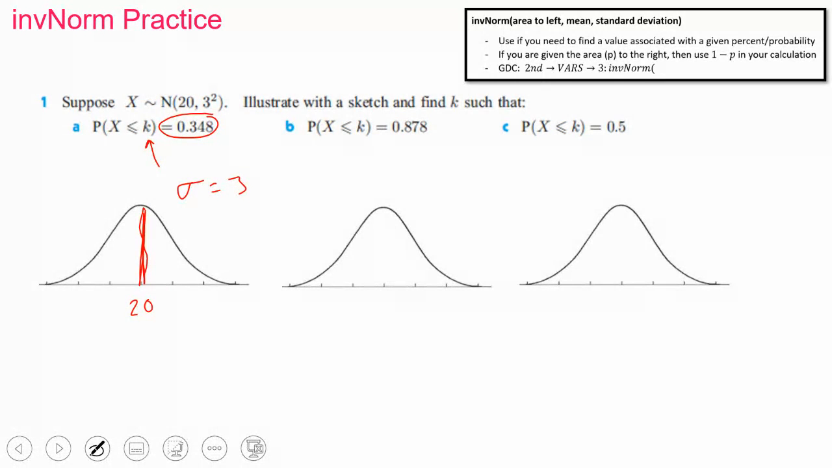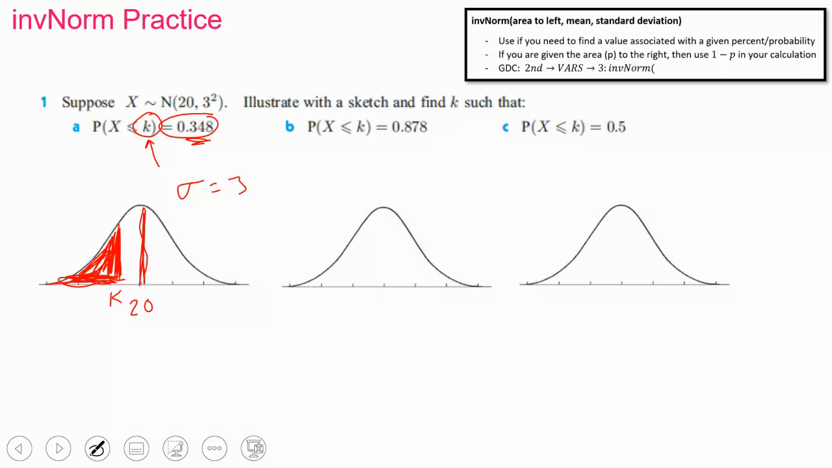And so I need to find a value where everything that is less than that value would be a probability of 0.348. So I know it has to be down here somewhere because it has to be less than 0.5. So I don't know what that number is. My calculator is going to tell me. I'm just going to put a K there.